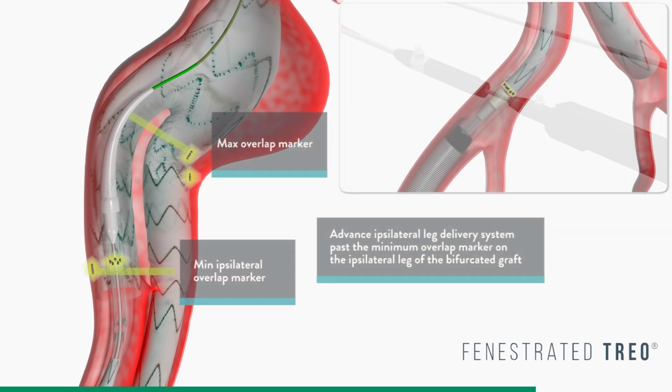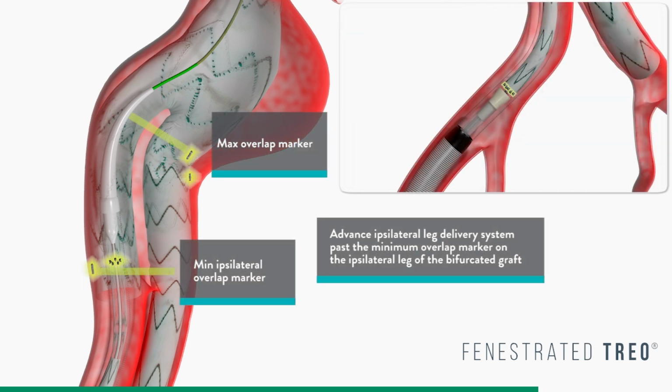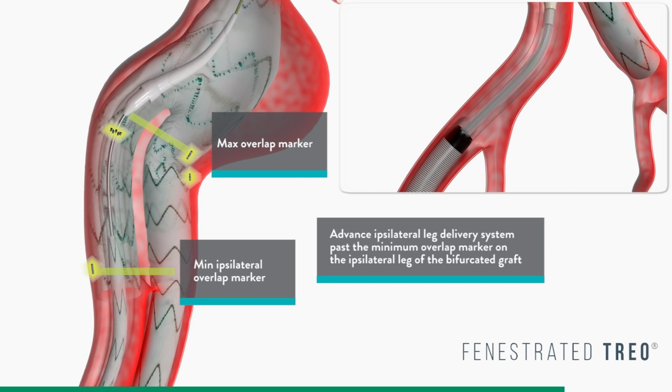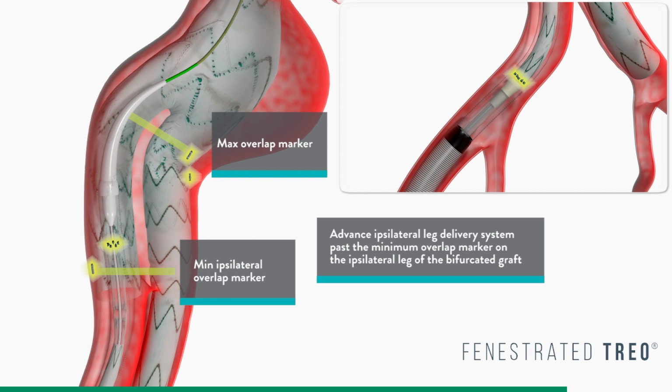While monitoring under fluoroscopy, continue to advance the leg delivery system into the leg of the bifurcated main stent graft, noting the markers on the proximal end. The ipsilateral leg of the main body has a single marker that indicates the minimum overlap. The maximum overlap marker is the same marker as used on the contralateral side. The proximal end of the leg extension must be advanced so that it is between these two markers, while ensuring that the distal leg marker position is at the desired location.